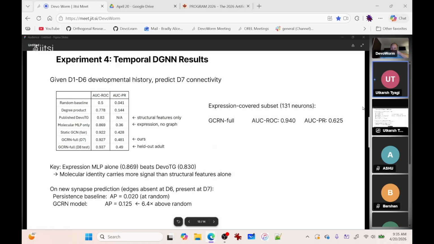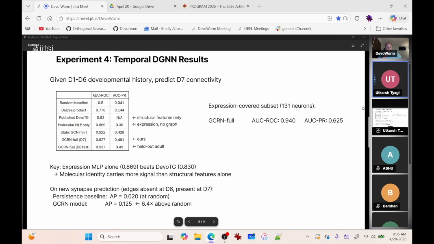On the subset of 131 neurons that all have Packer expression datasets, excluding the motor neurons, which I'm using zero vector defaults for, the AUCPR rose from 0.481 to 0.65, because the motor neurons were diluting my global model. The most important number is the new synapse prediction result.